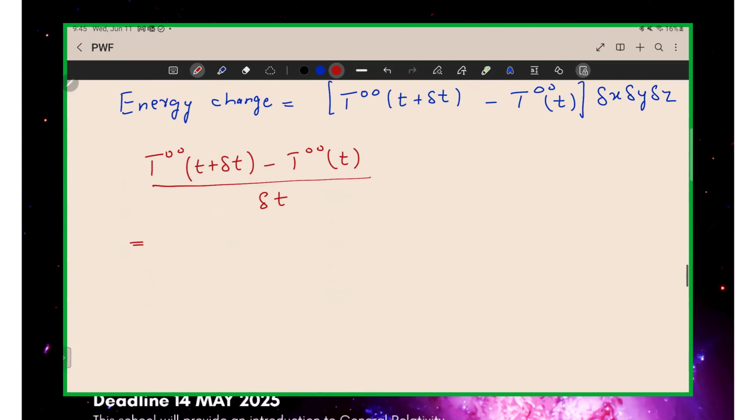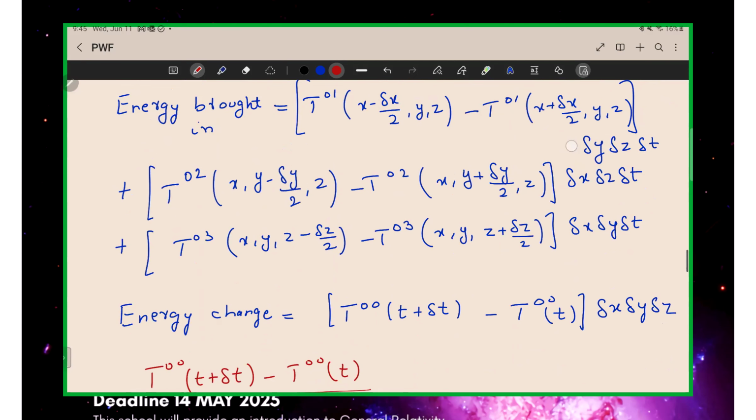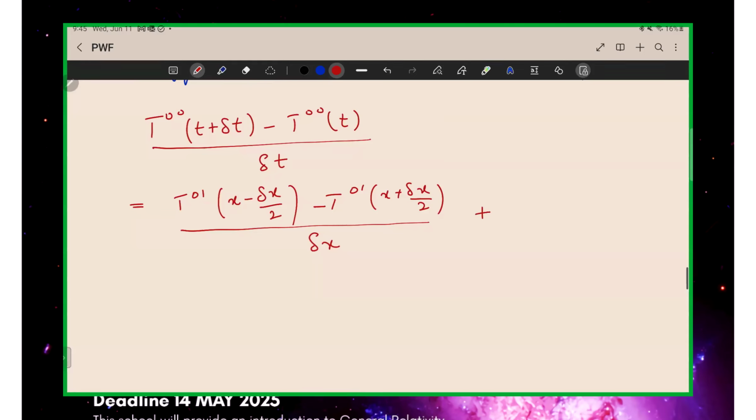So the x term is delta T01 at x minus delta x over 2. Y and z are constant, so I'm not even writing them, just to avoid the clutter. Divided by delta x, because that's the only thing that will come here. These three terms will cancel, right? When I divide by delta x, delta y, delta z, and delta t. And similar terms for y and z. I will write those terms, but let me just process these two terms first.